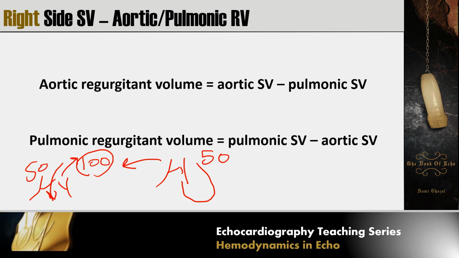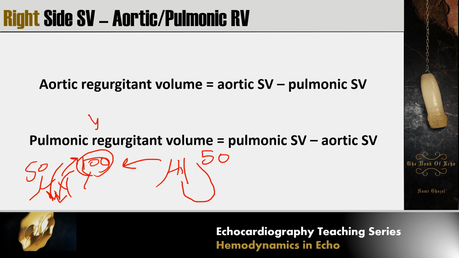So we know that the pulmonic valve has sent 100, but only 50 came out of the aortic valve. It means that out of this 100, another 50 went retrograde back to the RV, and only 50 reached the left side. In that case, we can calculate the pulmonic regurgitant volume, which equals the pulmonic stroke volume minus the aortic stroke volume. And vice versa, we can use the same thing in the aortic valve.